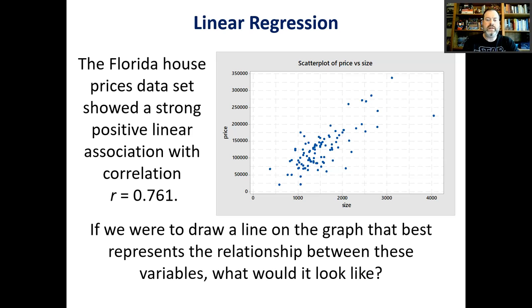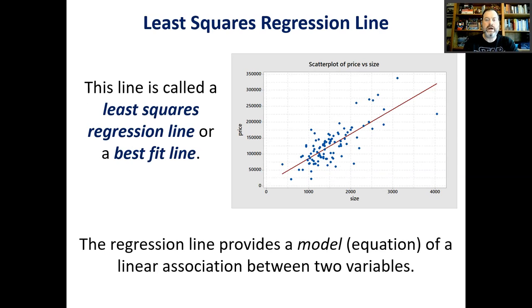So if we were to draw a line on the graph that best represents the relationship between these variables, what would it look like? So just imagine a straight line that captures what all of the 100 data points are telling you. And it'll probably look something like this. So maybe the one you imagined was a little bit higher, maybe it was a little bit lower.